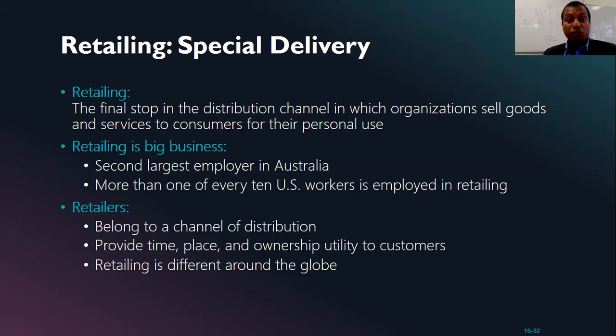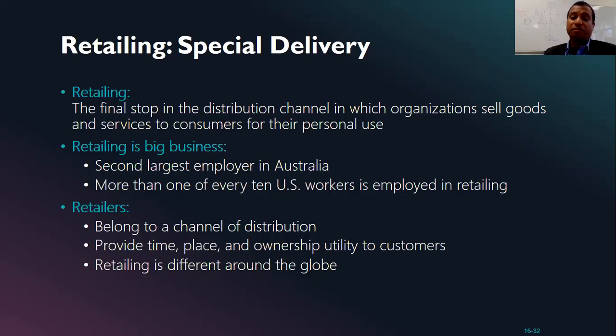And in the US, one of every 10 workers is employed in retailing. You have big players in the US. Marks and Spencer is there. Walmart is there, and there are other big brands and big retail shops out there. So retailers belong to the channel of distribution we have seen. They provide time, place, and ownership utility to the customers. Yes, they do. Customers go there, interact, and buy.